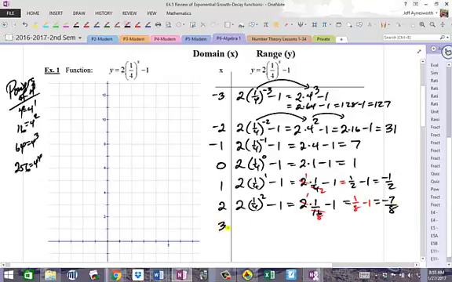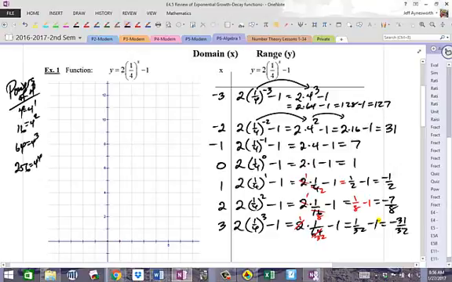When x is 3, we have 2 times 1/4 to the third power minus 1. That's 2 times 1 cubed, which is 1, over 4 cubed, which like I said earlier is 64. So 1/64 minus 1. You have to divide both by 2 and simplify, so you get 1/32. So 1/32 minus 1 is -31/32. And we do not need to go any farther.